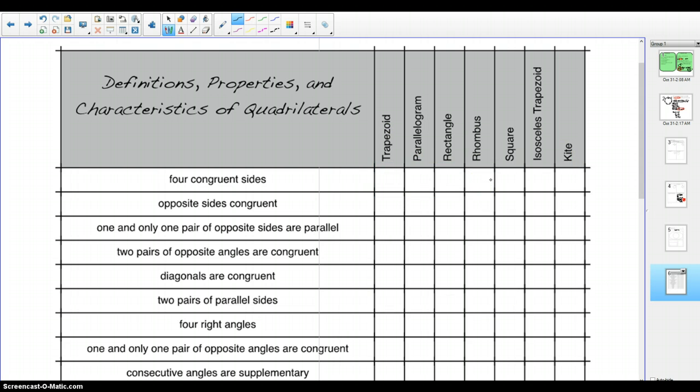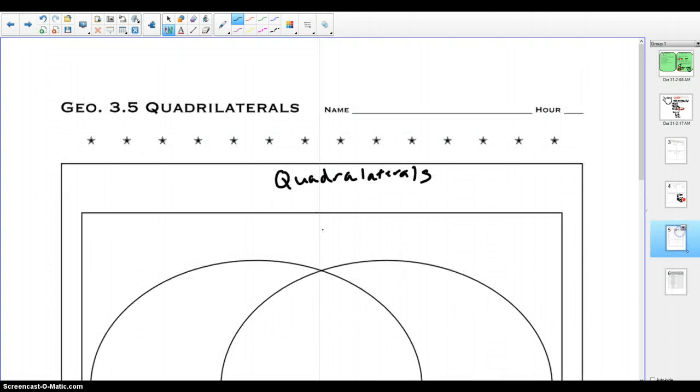These 2 sheets are going to be due on Monday, so make sure you work through them and we'll go over them together as a class. These are things that you will need to know going into the test.